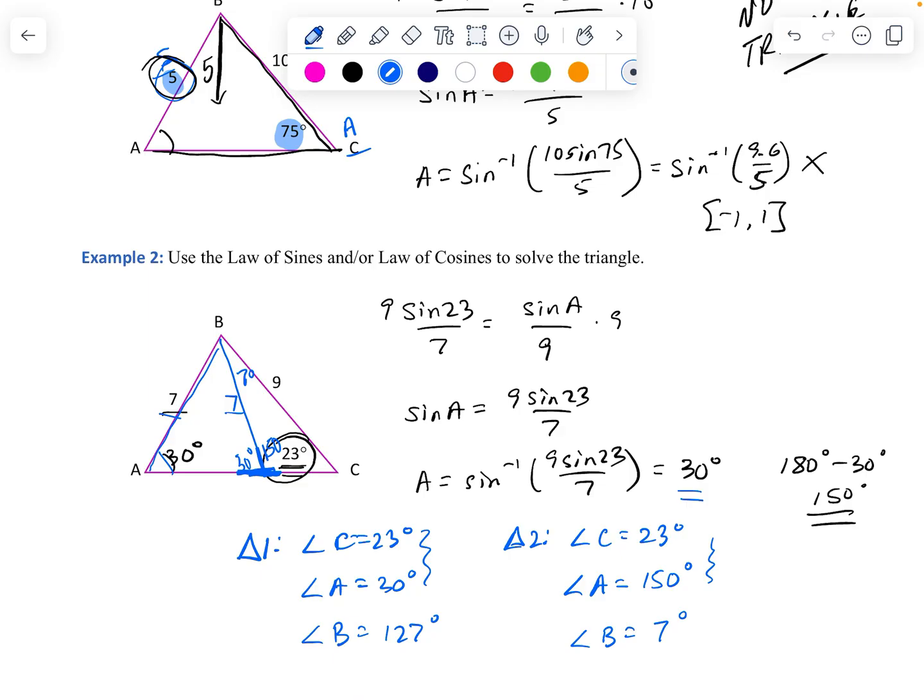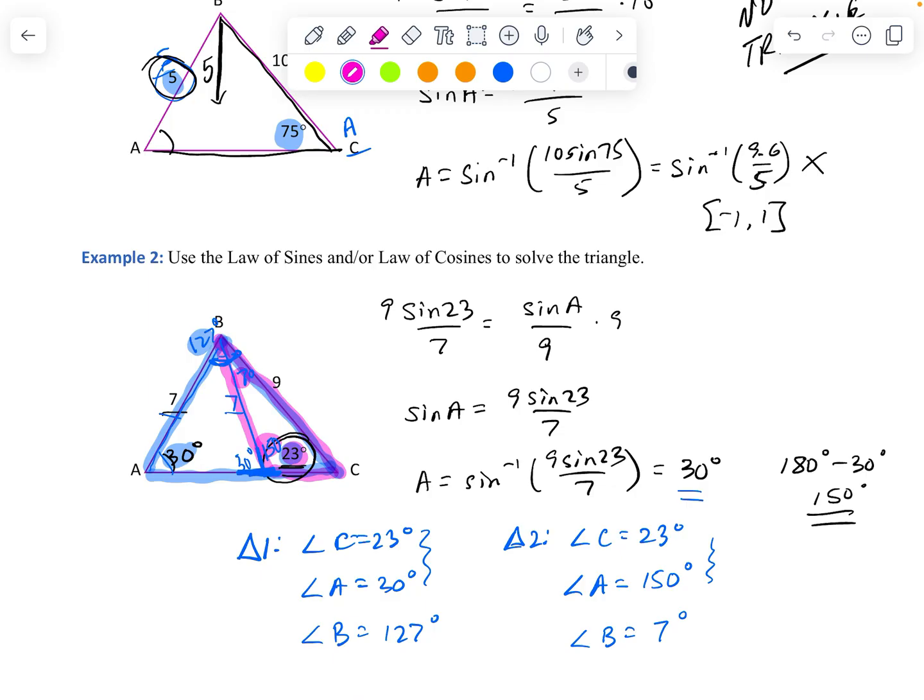I'll try and highlight them in two different colors so that you can see it. In triangle 1, you have this angle up here, which is 127 degrees. Using a highlighter of blue, this is triangle 1, with your 23, your 30, and then your 127. Now if I highlight in another color, triangle 2 is this one, which has angles of 23 degrees, 150 degrees, and then 7 degrees. So that's why we have two triangles.